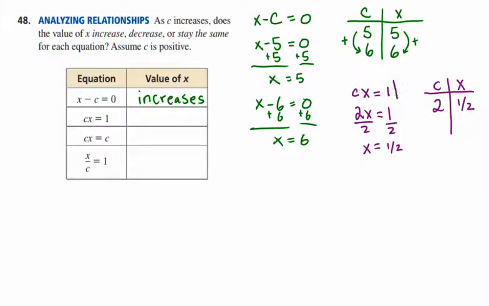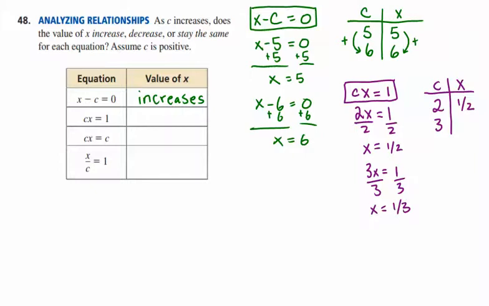Now let's pick an increased value of c. So remember, this is our original equation, just as this was our original equation in the first part. Now we want to pick an increased value for c. Let's just say that's 3. We'll make a new equation: 3x is equal to 1. Divide both sides by 3 in this case, so x is equal to 1/3.